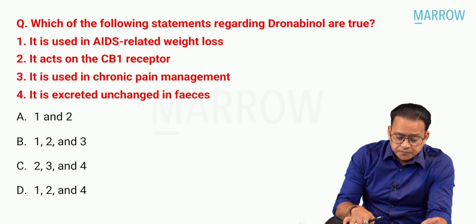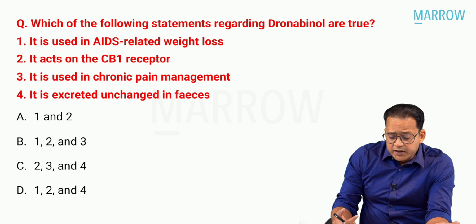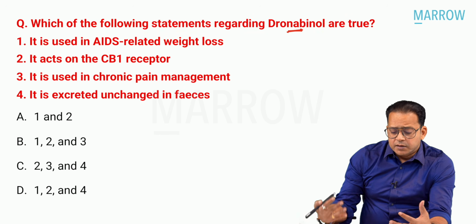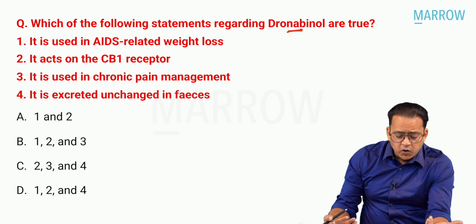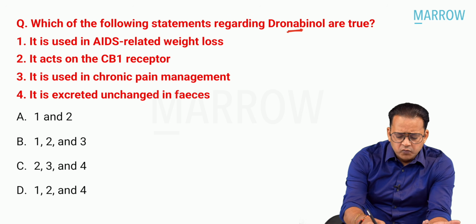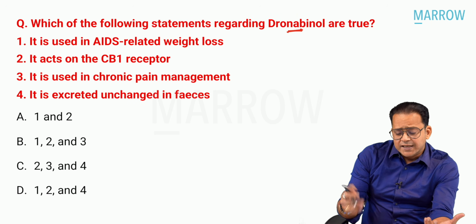All right. Again, another multiple option correct. Which of the following statements regarding Dronabinol are true? So the 'nabi' is from cannabis, so it is a cannabinoid receptor agonist. I'll come to the options, but before that, let me teach you a little bit about Dronabinol. How does it act?